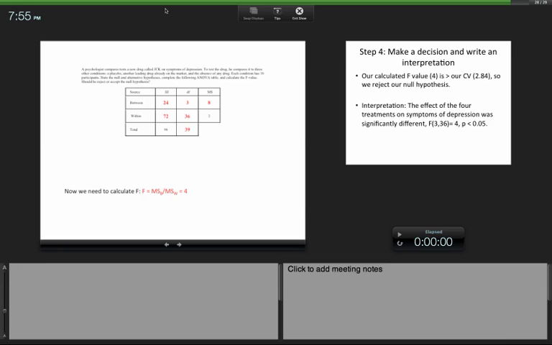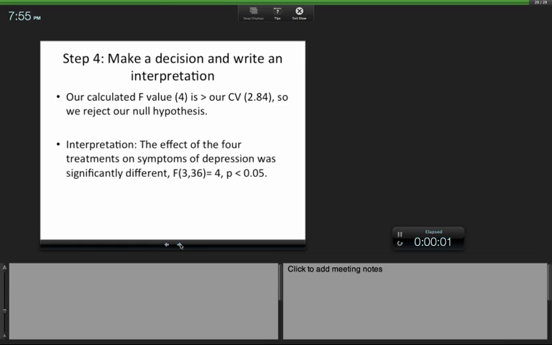The next thing that we need to do is step 4, which is make a decision and write an interpretation. Our calculated F value was 4, which was greater than our critical value, 2.86, so we reject our null hypothesis and say that there is an effect. The effect of the 4 treatments on symptoms of depression was significantly different. And we put in our between and within degrees of freedom, our calculated F value, and we say p is less than 0.05, which was our alpha.